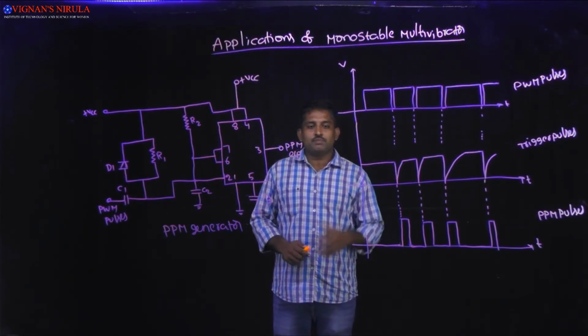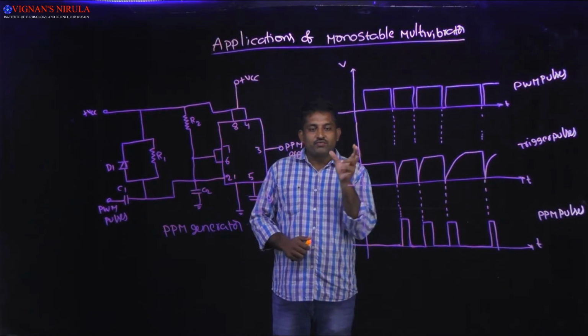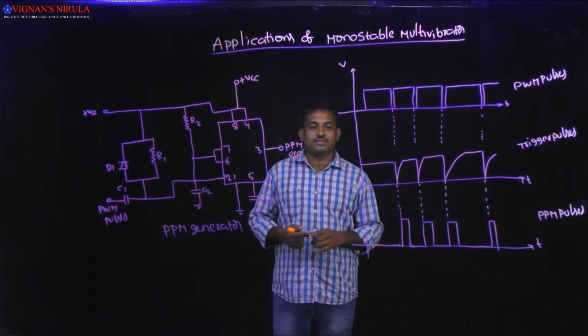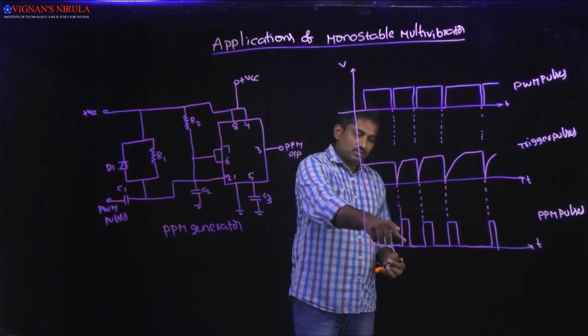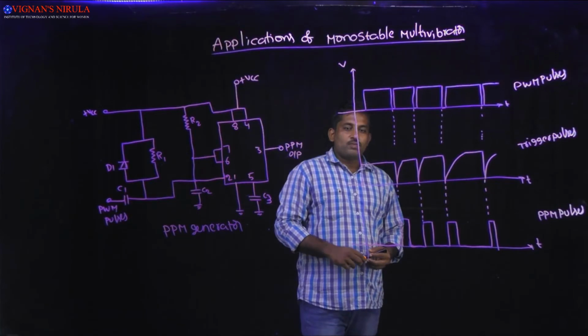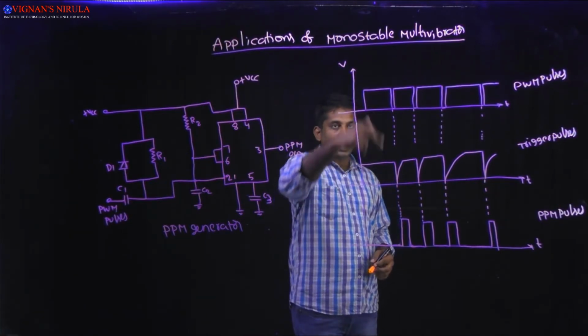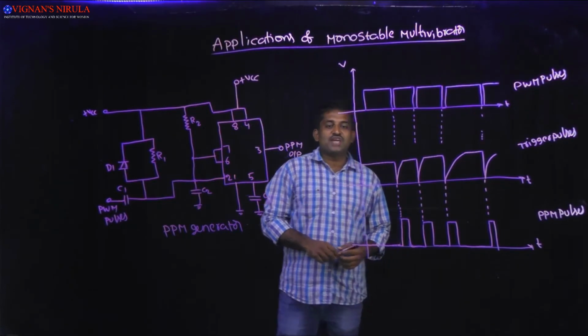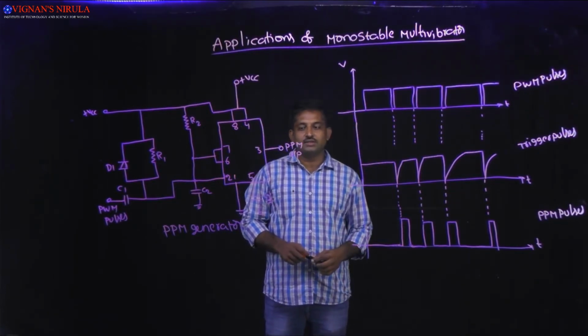In this pulse position modulation, the position of the pulse is varying and the width and the amplitude of the pulse are kept constant. Here the position of the pulse with reference to the position of the reference pulse is changed according to the instantaneous sampled value of the modulating signal.